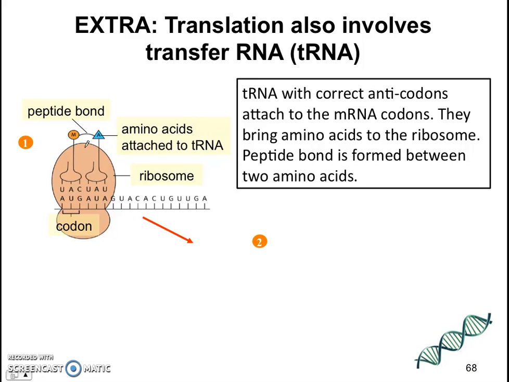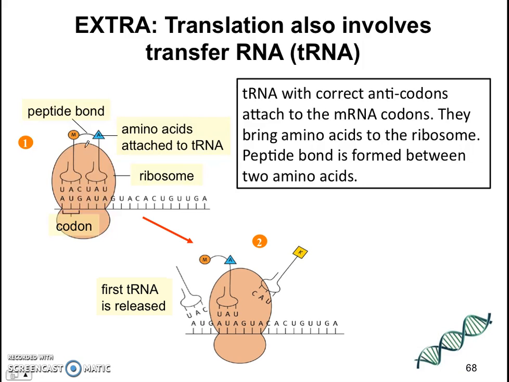Then in the next step, the ribosome will move along the mRNA. So you can see that the ribosome has moved along the mRNA to the next codon. Right, so it's now at this next codon here. And you can see that the first tRNA is released, so it goes off to fetch another amino acid, so that when there's another codon which matches it, it will come back.